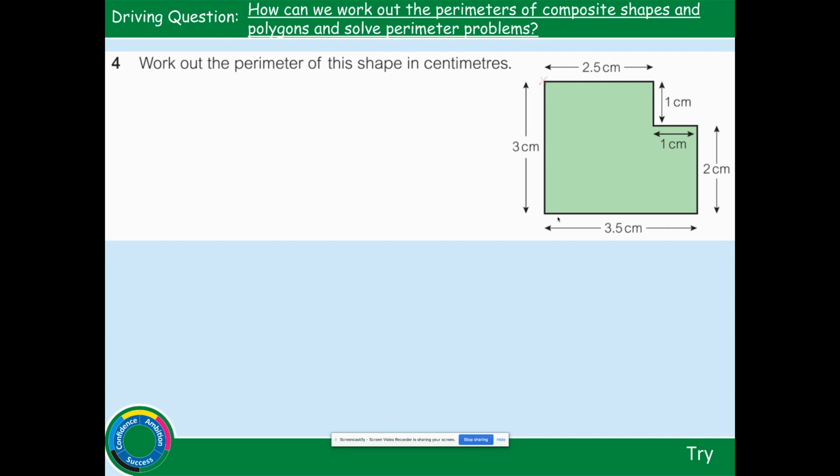Right, okay, let's have a go. My starting point, so I know I've got 2.5, add 1, add 1, add 2, add 3.5, add 3, and then I'm back to where I started.